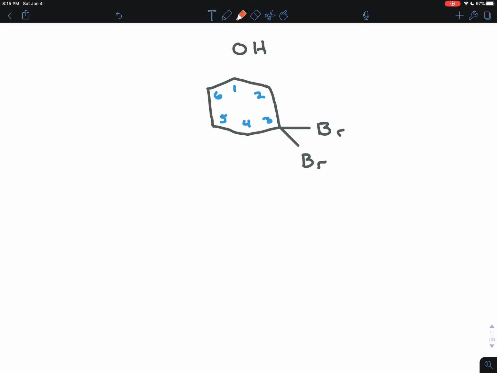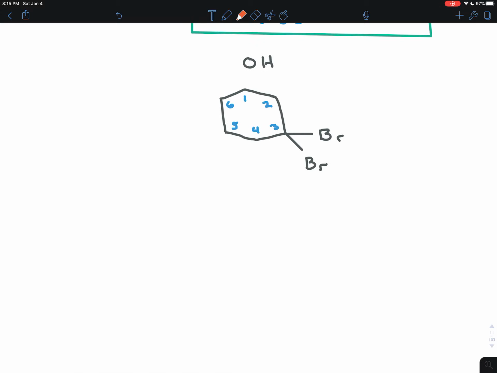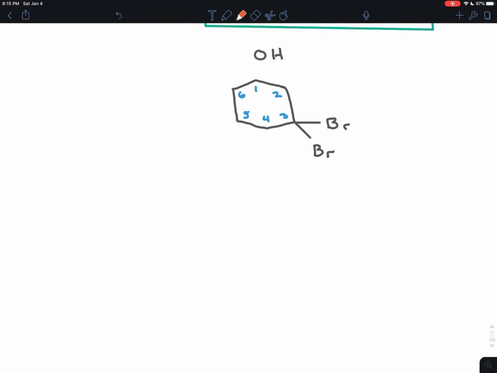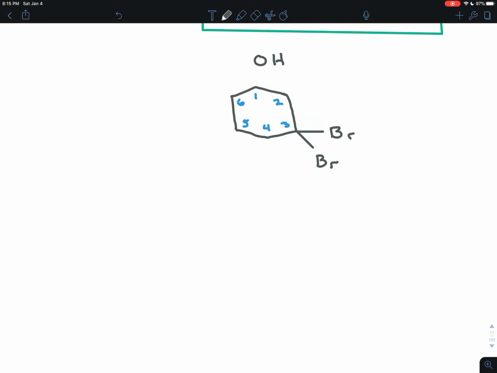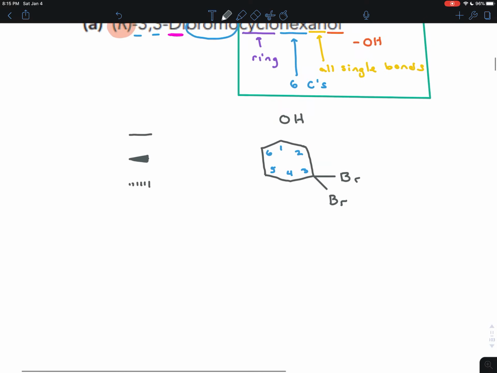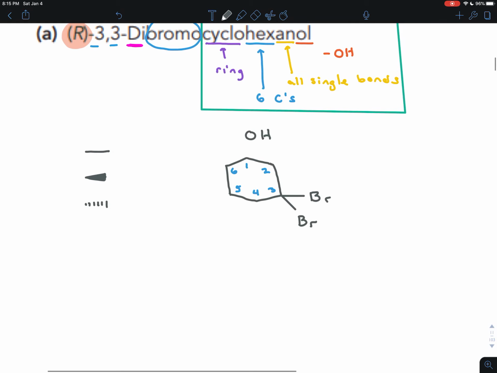Now I had a regular line there, but I need to replace that either with a solid wedge or with a dashed wedge. Remember that regular lines mean the bond is in the plane of the page. A solid wedge means it's coming out at you. A dashed wedge means it's going away from you. And we need to give the arrangement of this so that we have an R, a right-handed chiral center there.